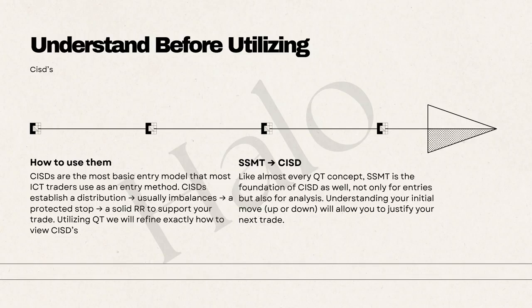Understanding your initial move up or down will allow you to justify your next trade. Let me explain why I put this in this paragraph, because a lot of you guys like to try to top tick or bottom tick. That's great. That's cool. I'm glad that you like to do that. And if you want to keep on doing that, that's fine. But if you're having trouble finding consistency on the basics, right? Let your initial move up or down occur, and that will tell you where price is heading, right?